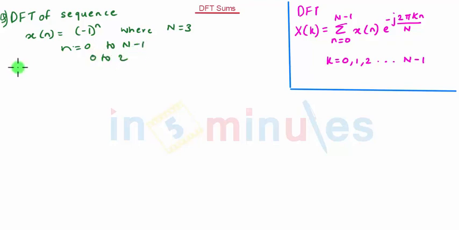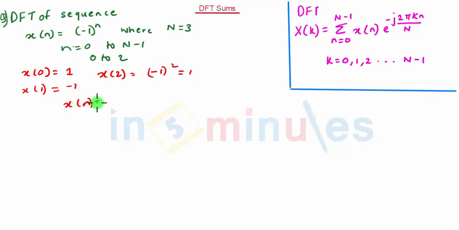2. For n is equal to 0, x of 0 is equal to minus 1 raised to 0, that is 1. For n is equal to 1, x of 1 is equal to minus 1 raised to 1, that is minus 1. And for n is equal to 2, x of 2 is equal to minus 1 squared, that is 1. So we finally get the sequence as x of n: 1, minus 1 and 1.